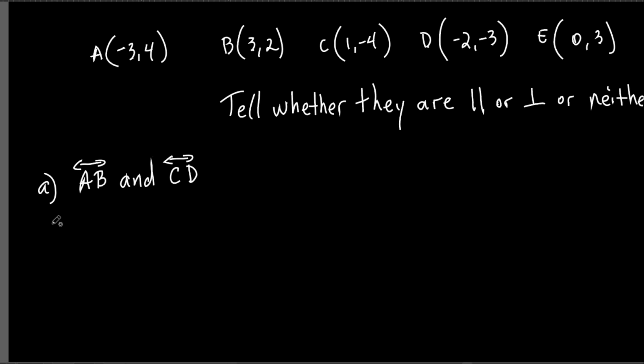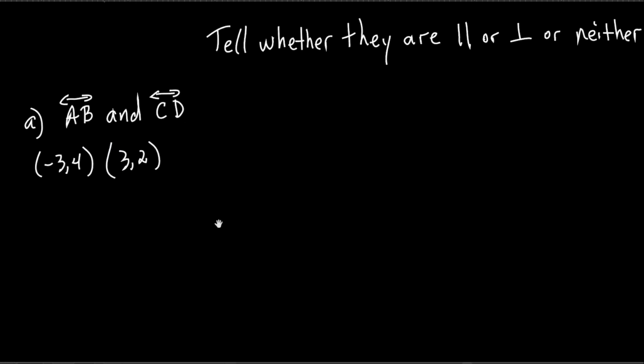So line AB. Well, let's figure out, that's A, correct? And this is B. And on the homework that you were supposed to do this weekend, what did you have to do with those 2 points? You had to find the what? Find the slope. So let's do that. Let's find the slope of this line.